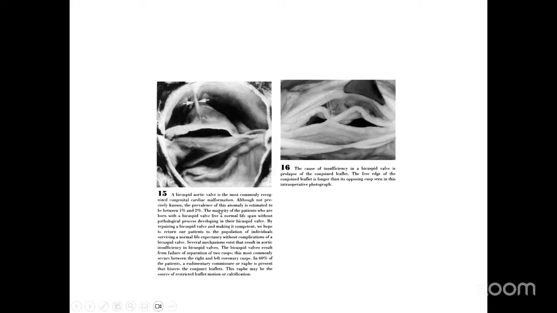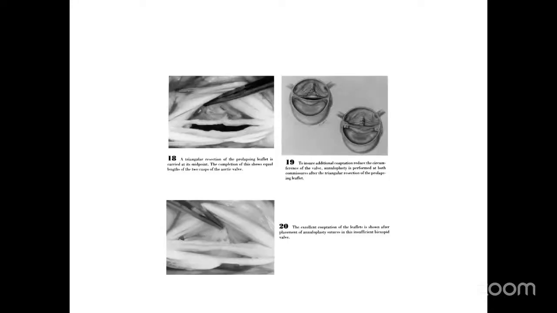In this case, the cause of insufficiency in a bicuspid valve is a prolapse of the conjoined leaflet. The free edge of the conjoined leaflet is longer than the opposite one and also thicker due to the raphe. So triangular resection of the prolapsed leaflet is carried out at the midpoint.